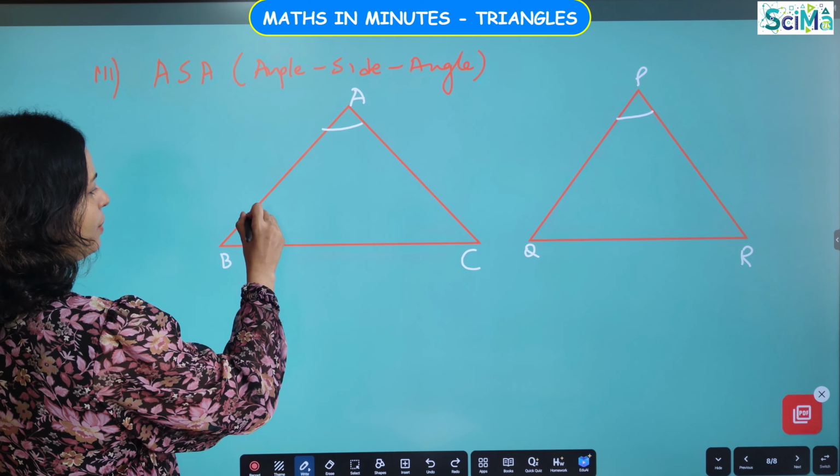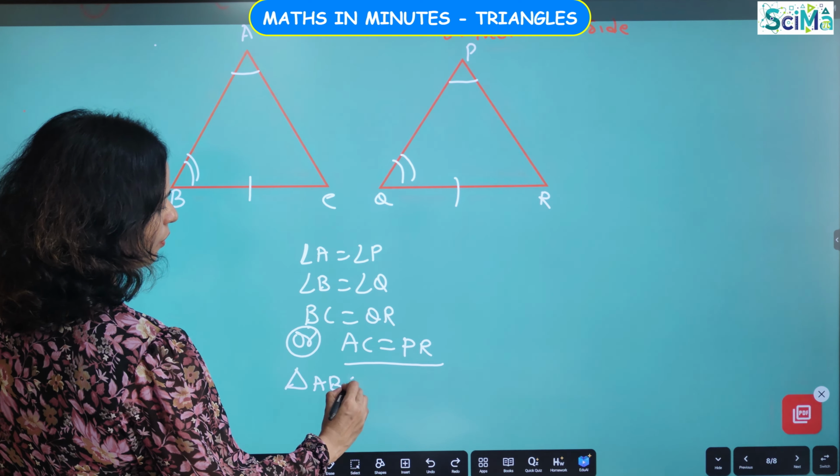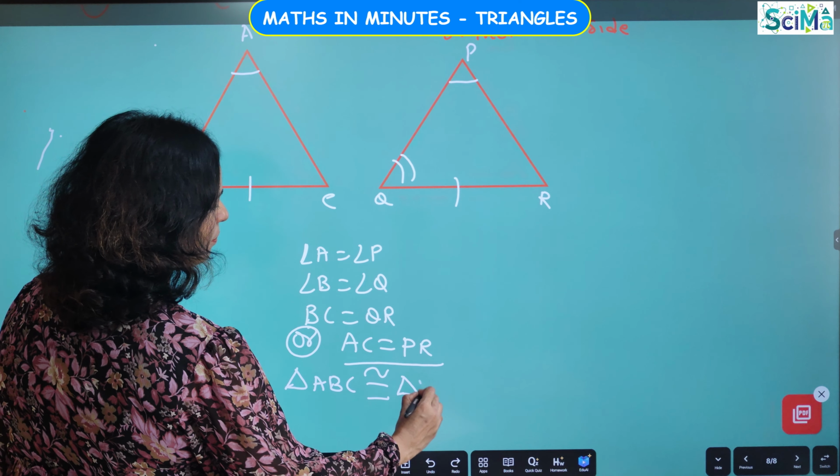inside the equal angles, so the side can be any side. Okay, so I can write angle A is equal to angle P, angle B is equal to angle Q, and BC is equal to QR. Or you can also write maybe AC is equal to PR. Okay, so the triangles are triangle ABC congruent to triangle PQR by AAS rule. So this is AAS rule.